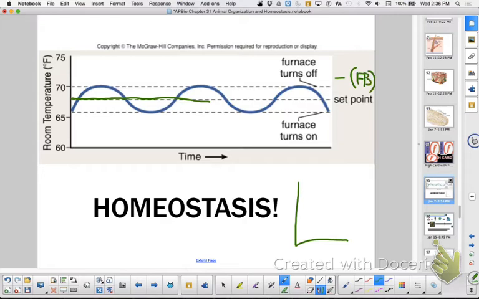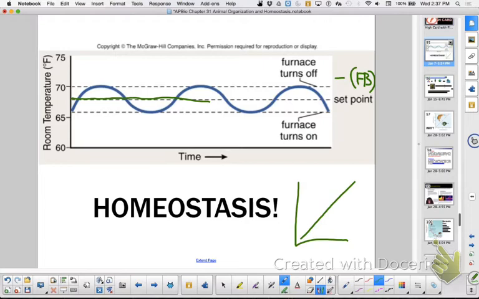Positive feedback, we just keep amping it up. What would be an example where we saw positive feedback? Childbirth. Okay, good. What was an example where we saw negative feedback? Body temperature, good. Who are the two most important systems in controlling our homeostasis? Nervous and endocrine.